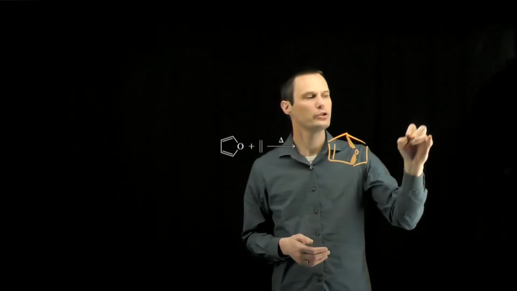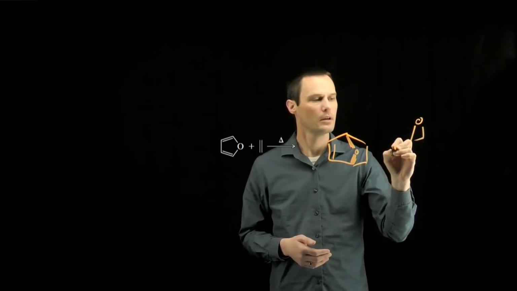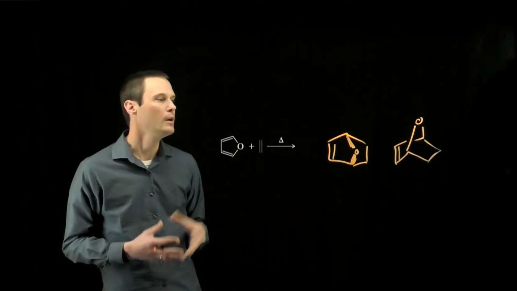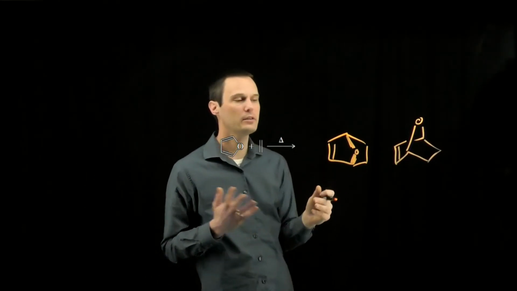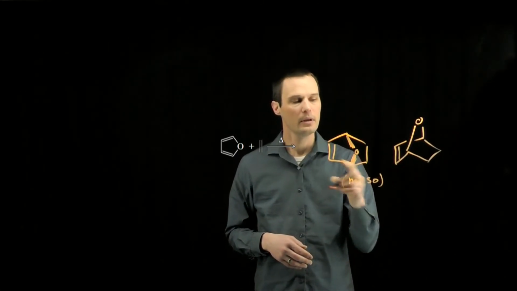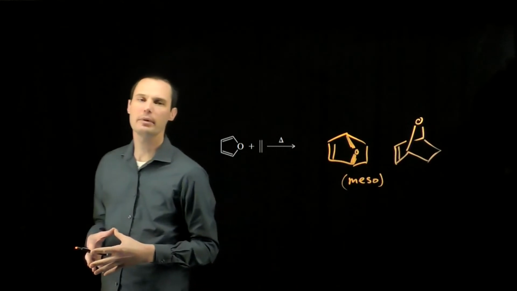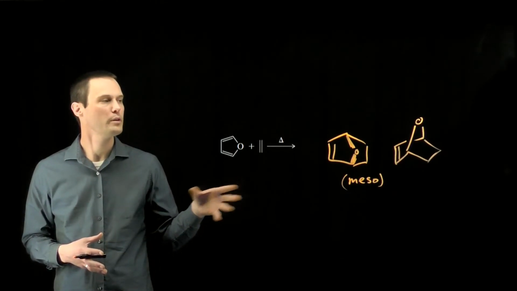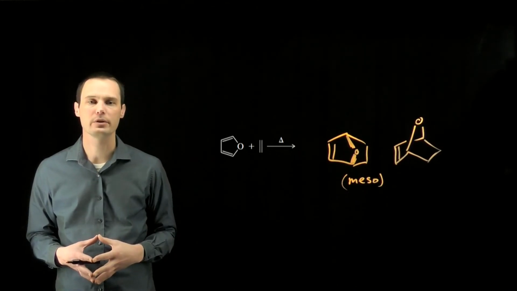The other way we could show this product is like this. These two molecules are identical, just different perspective drawings of each other. This one molecule is the product of this Diels-Alder reaction, and this molecule is a meso molecule. It has two stereocenters and a plane of symmetry that makes it achiral and a meso molecule. This one product is the product of this particular Diels-Alder reaction.